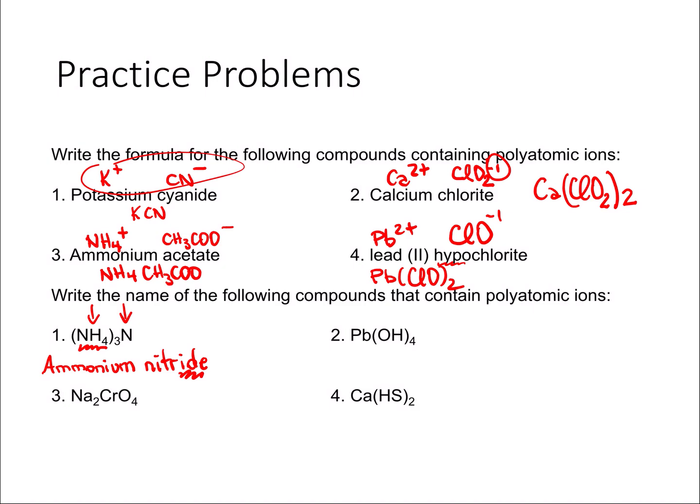This is lead. But when I look at OH, I know OH is a -1. If there's 4 of them, this had to be the 4+ version of lead, because there's -1, -1, -1, -1. So that's lead, and you have to do the old brackets: lead(IV), and OH is known as hydroxide.